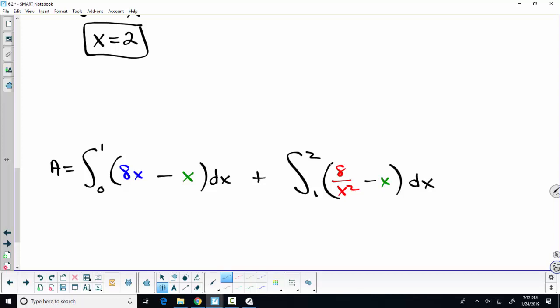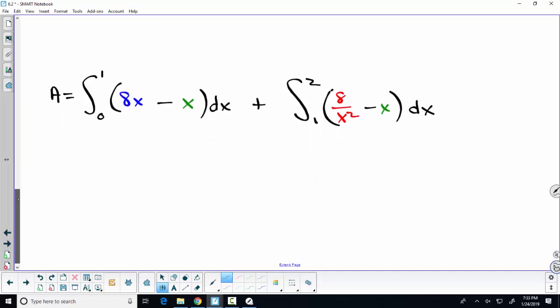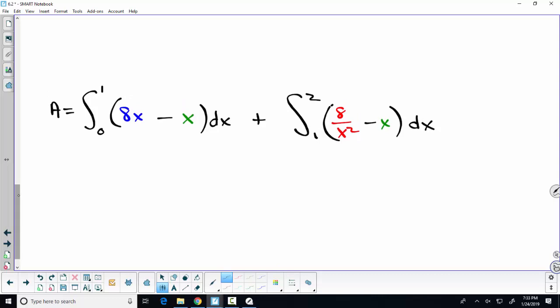Do y'all have any questions? Just remember, when you find the antiderivative here, we're treating that as a power, so it's 8 times x to the negative 2. So the area is 6.